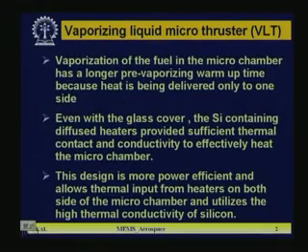Now, in both cases the basic principle is like this: vaporization of the fuel in the micro chamber has a longer pre-vaporizing warm up time because heat is being delivered only to one side.